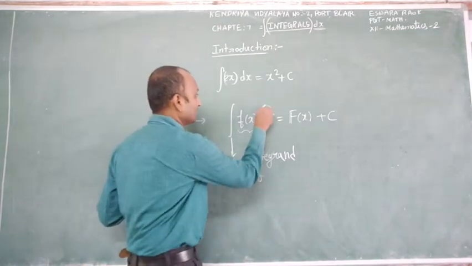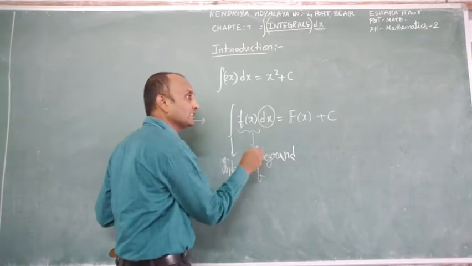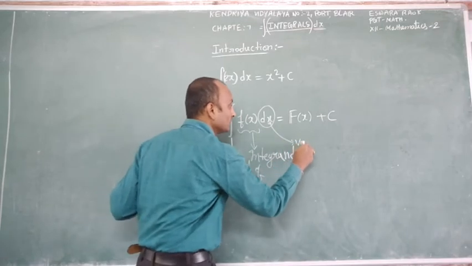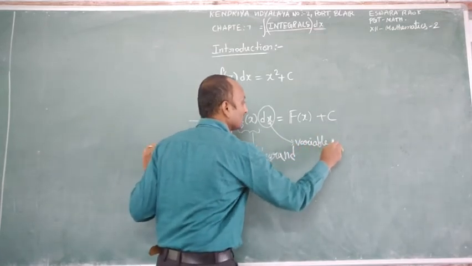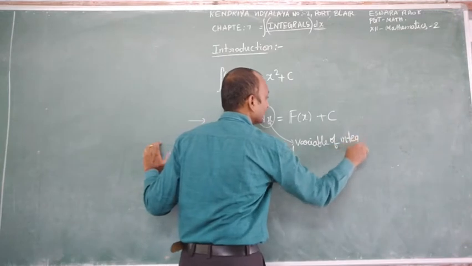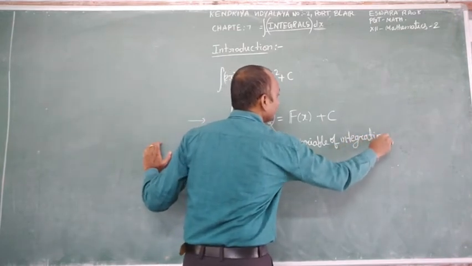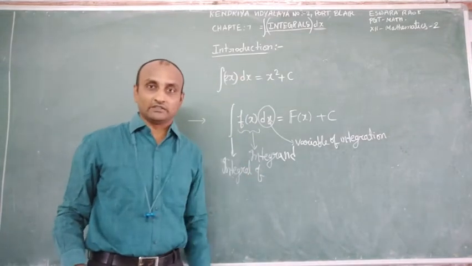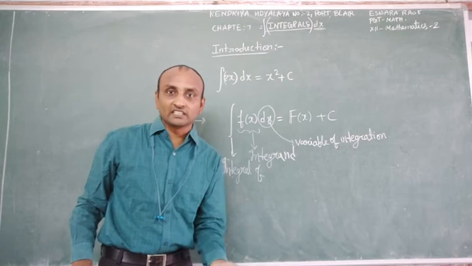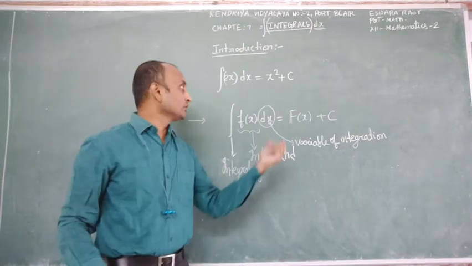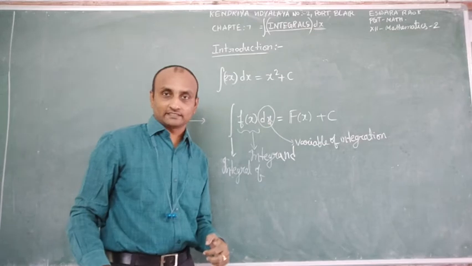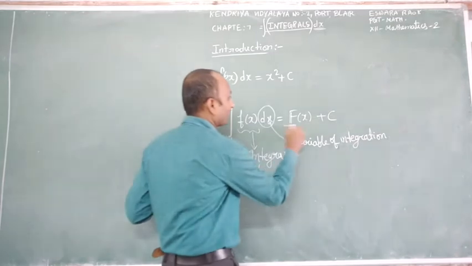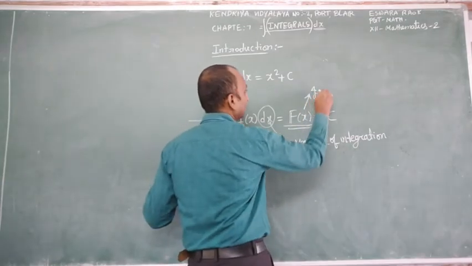And this dx means that we are doing the process with respect to the variable x. So this x is called the variable of integration. Sometimes the function is in terms of y, and we integrate with respect to y. Sometimes the function is in terms of t, and we integrate with respect to t. That time we use dt instead of dx, the same way as parametric differentiation. Right?